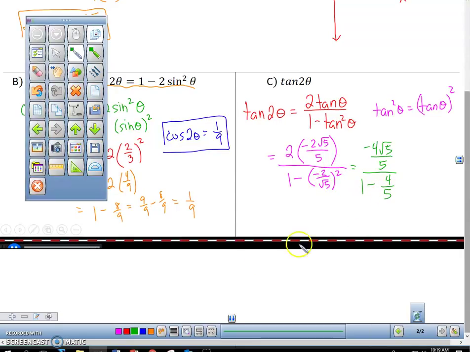So I get 1 minus 4/5 in my denominator, and that's 5/5 minus 4/5, so that's going to be 1/5. So that's what I have right now. And then division of fractions, multiply by the reciprocal. So that is going to mean our negative 4 root 5 over 5 is times 5 over 1, and that gives us negative 4 times the square root of 5. So, conclusion is our tangent of 2 theta is equal to negative 4 times the square root of 5.